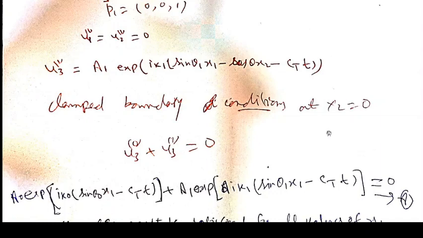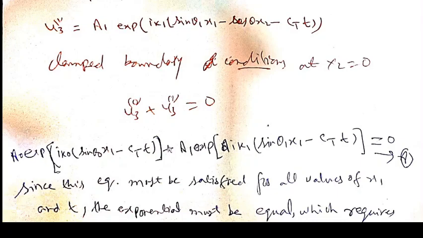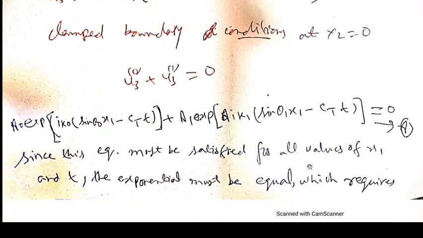Now if you have a clamped boundary, then the clamped boundary says that displacement should be equal to 0 at x2 equal to 0. So u3 0 plus u3 1 equals 0, because we have only these two components non-zero, others are 0 due to the polarization vectors of the incident and reflected wave. So we have this equation, which we label A, and it must be satisfied for all values of x1 and t.